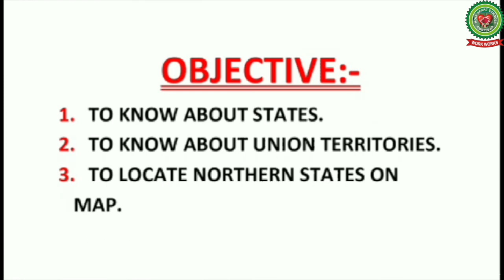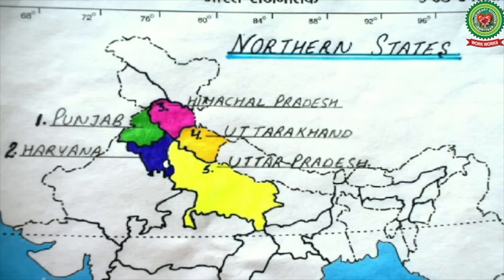So students, we have completed two objectives of today's topic. That is, we have learned about states and also about union territories of India, and now we have to focus on the third objective, that is to locate northern states on map. At number 1 is Punjab, and the capital of Punjab is Chandigarh, and Punjab is known as the wheat bowl of India. At second number is Haryana. Haryana's capital is Chandigarh, and Haryana is famous for its Maruti car factory. And students, Haryana and Punjab share the same capital, that is Chandigarh.